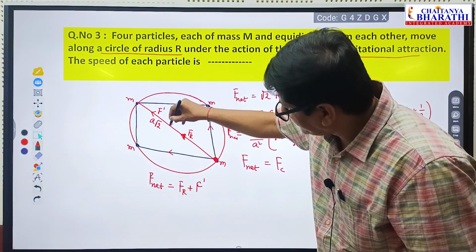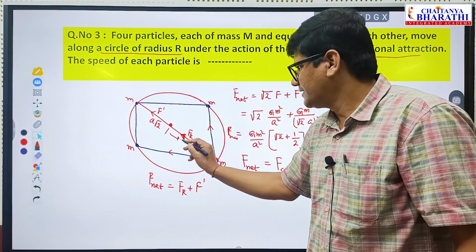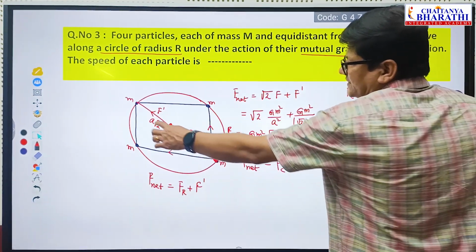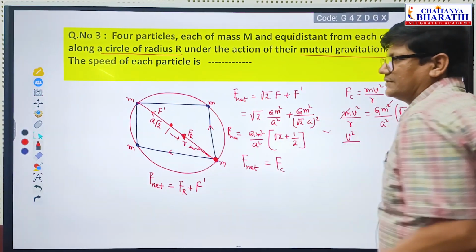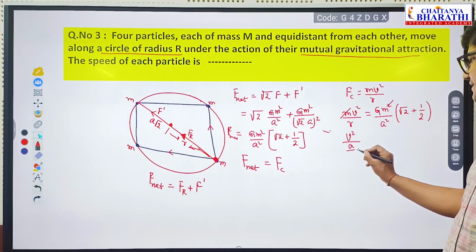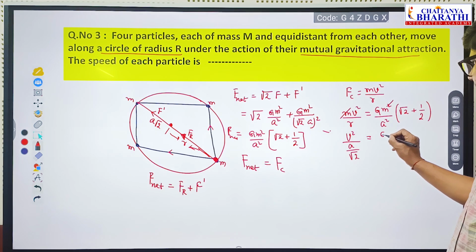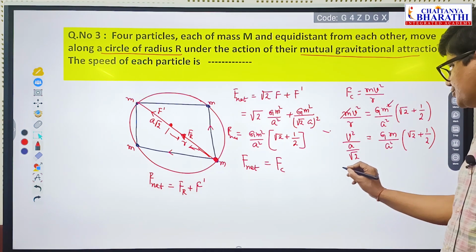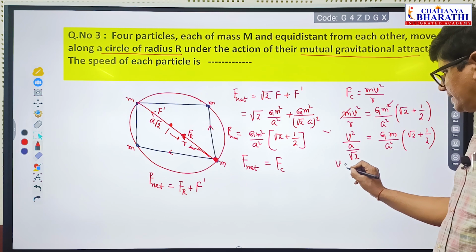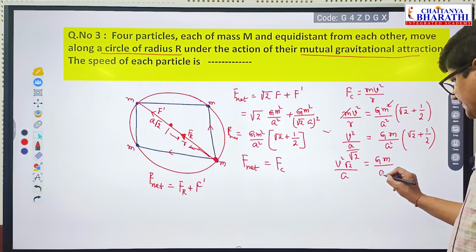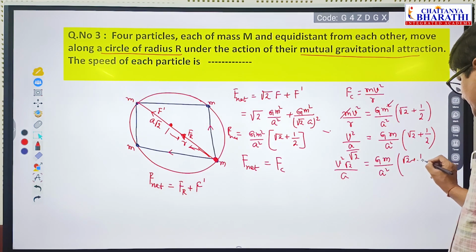The radius of the circle is from here to here. This distance is nothing but r. So what is the r value? The whole distance from here to here is a root 2, so taking half of it, r is a by root 2. So r is a by root 2, equal to G m by a square into root 2 plus 1 by 2. This root 2 goes to the top. So v square root 2 by a equals G m by a square into root 2 plus 1 by 2.